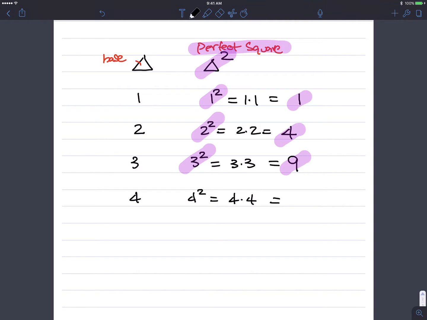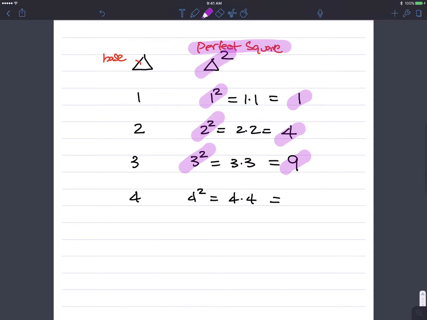4 to the second power, right? This is a perfect square. What's the value? So that means 16 is a what? Perfect square. Let's take some other numbers like 5, right? 5 squared is 5 times 5. Guess what? 5 squared is a perfect square. And what's the value of 5 squared?